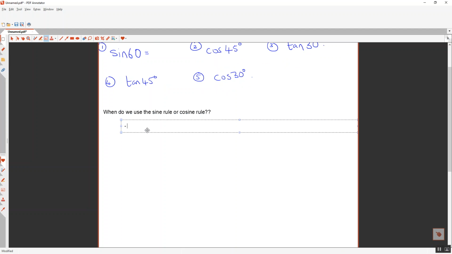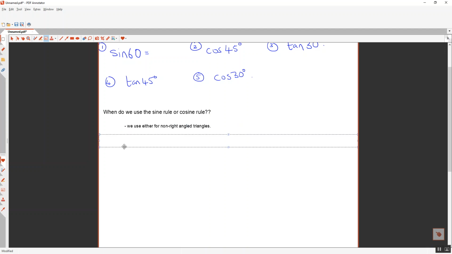First thing is, we use either specifically for non-right angled triangles. That's the big thing. But how do we know whether to use the sine rule or the cosine rule? If you're given a triangle, always check if you can use the cosine rule first.